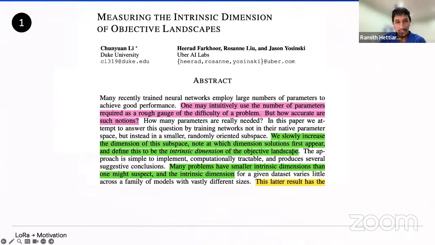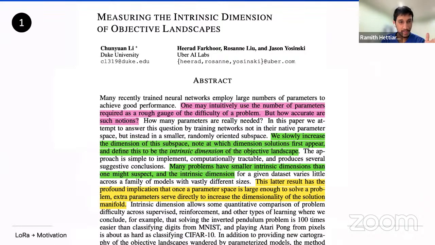I'm not exactly familiar with the methodology of this method, but in a sense we can think that they increase the dimension of the subspace until they can tackle the problem. So they call this the intrinsic dimension. So this is the term intrinsic dimension.